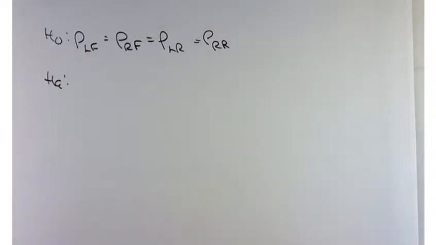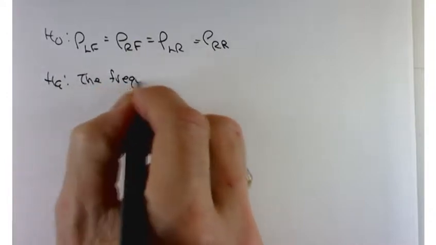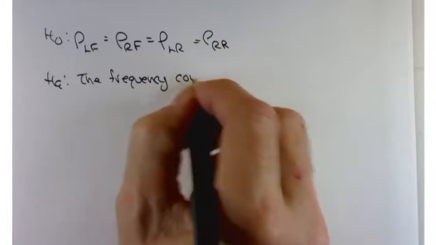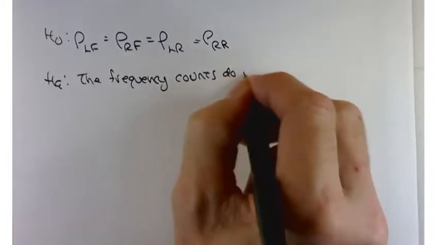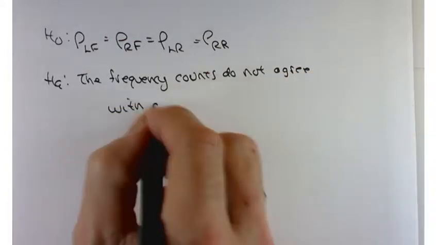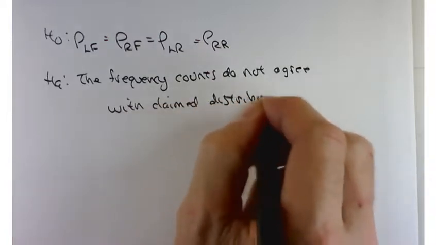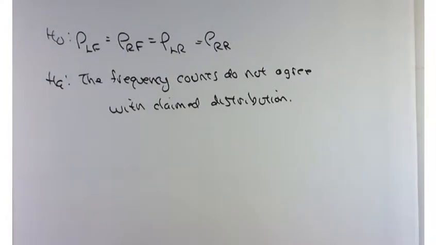So let's stick with what the author does in terms of the null and alternative hypothesis. The alternative hypothesis is that the frequency counts do not agree with the claimed distribution. Okay.